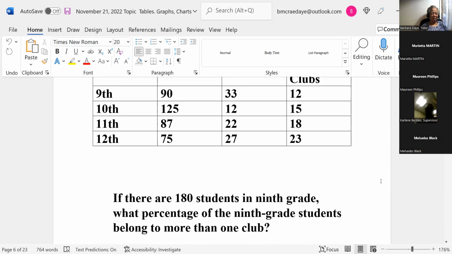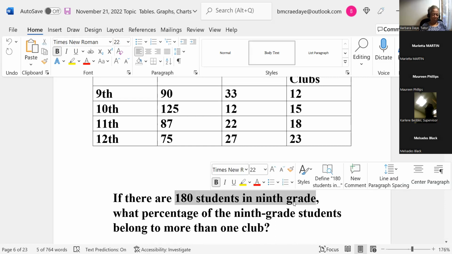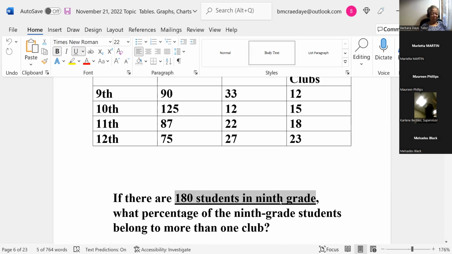Keep reading. If there are 180 students in ninth grade, what percentage of the ninth grade students belong to more than one club? Okay. Now, you're only dealing with one grade level, even though you've got 4 grade levels in the table, right? So you always have to look at your table, know what's in the table, and then know what you need.